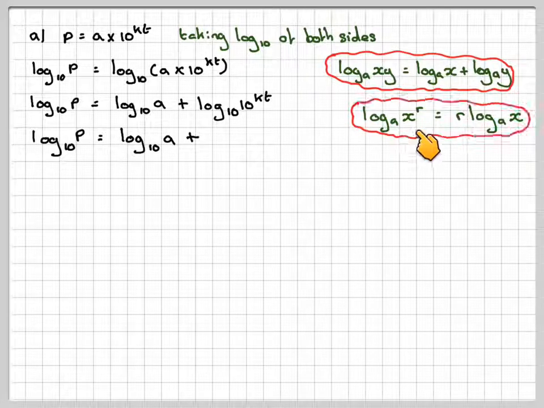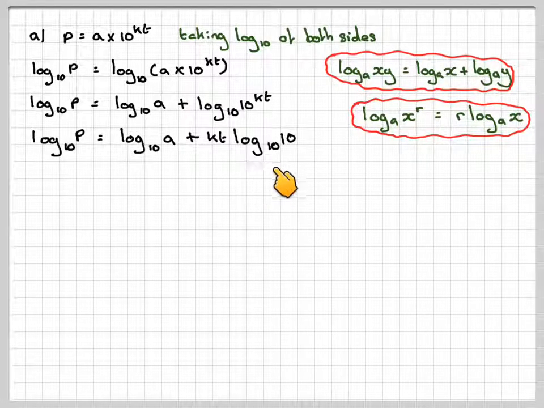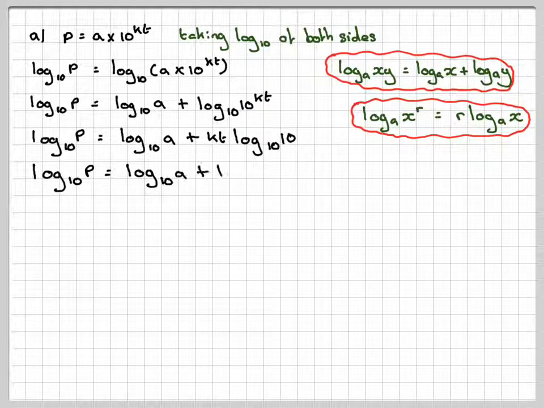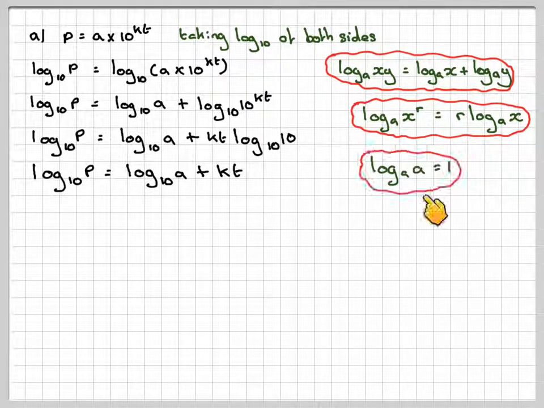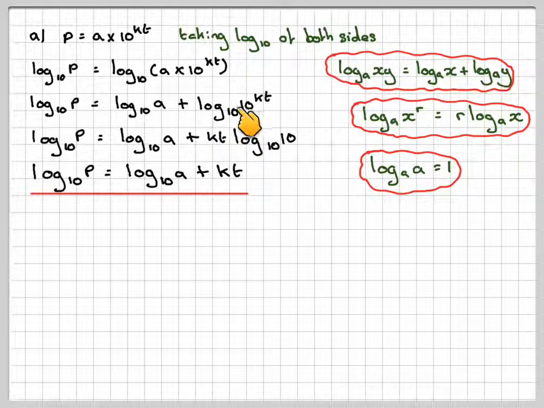You've got log a of x to the r is r log a of x, which means that's kt log a 10 to the 10. And then we say that log to the base a of a is actually equal to 1. So this is equal to 1. So this is actually the answer. Or we just say these are the inverse of each other, so we're just left with kt.